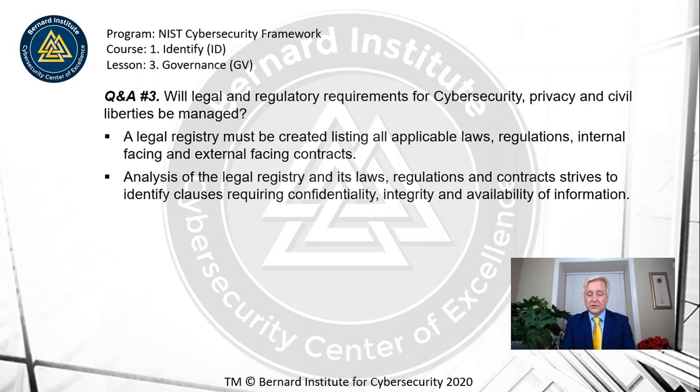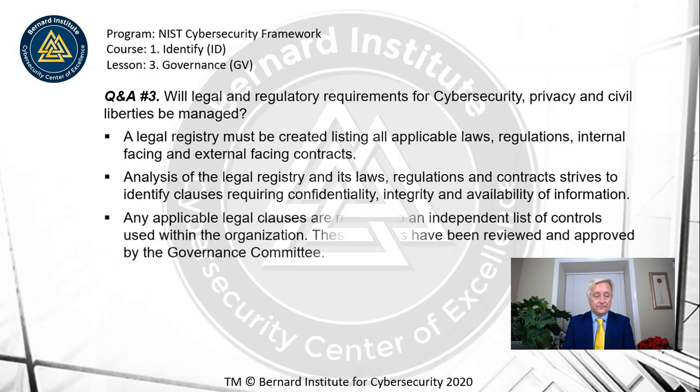Analysis of the legal registry and its laws, regulations, and contracts strives to identify clauses requiring confidentiality of information, the integrity of information and the processes, and the availability of information. Any applicable law or legal clause can be mapped to an independent list of controls used by the organization. These controls have been reviewed and approved by the governance committee. So we will build a registry, if you like, of controls that have been approved.